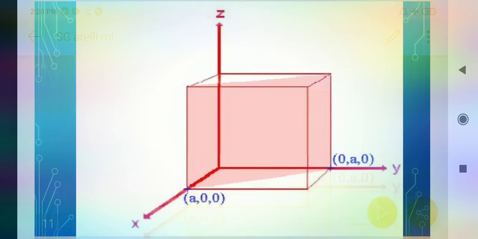Now I am taking a particular problem. In the problem I have x, y, z axes. On the x-axis we have an intercept at a 0 0, and on the y-axis at 0 a 0. But we don't have anything on the z-axis. That's why it is infinite. Then calculate the Miller indices.